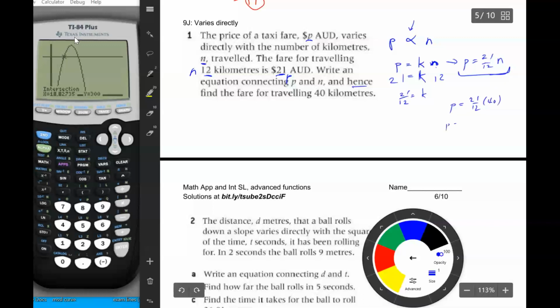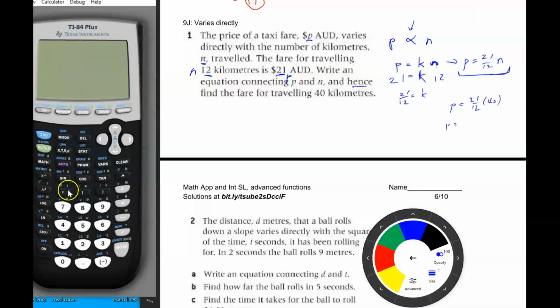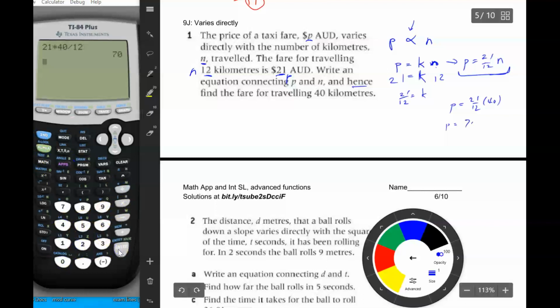So that would be P equals, let's use the calculator, 21 times 40 divided by 12. Okay, $70. $70. All right, that's it for this page.